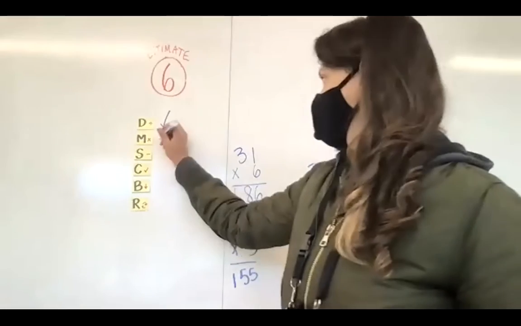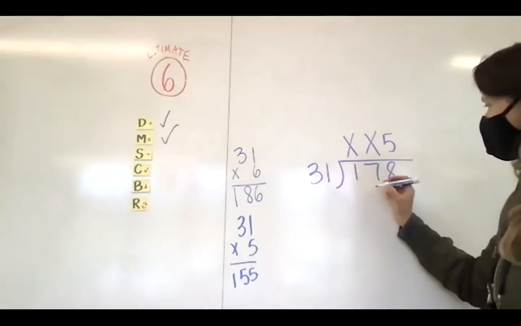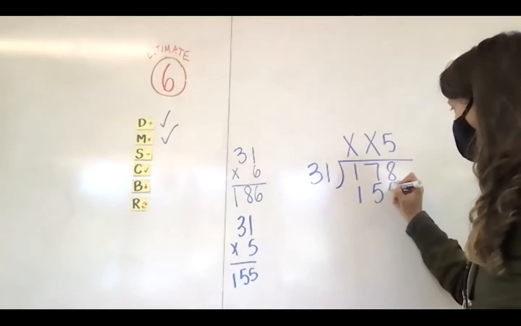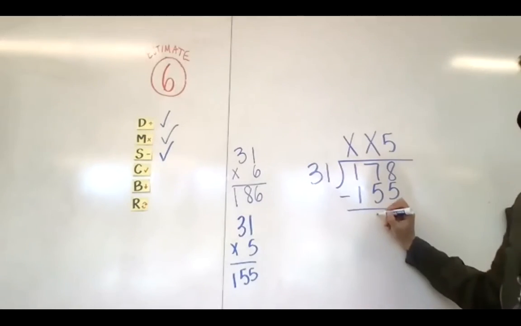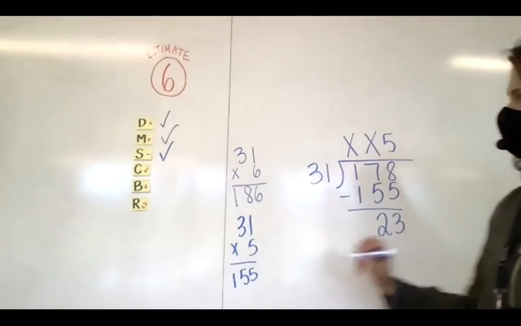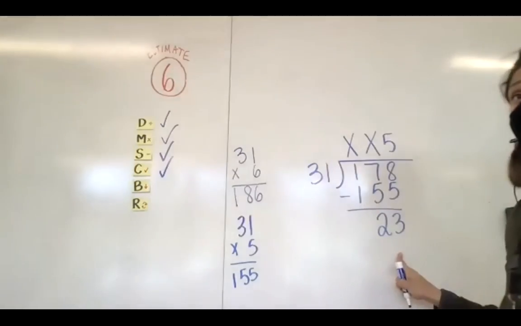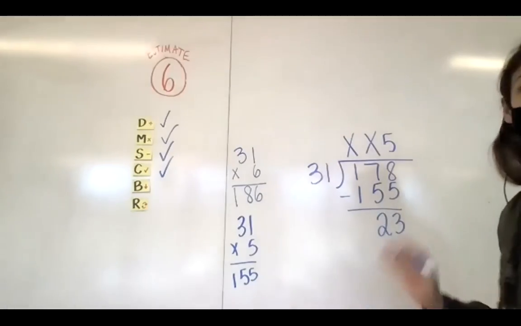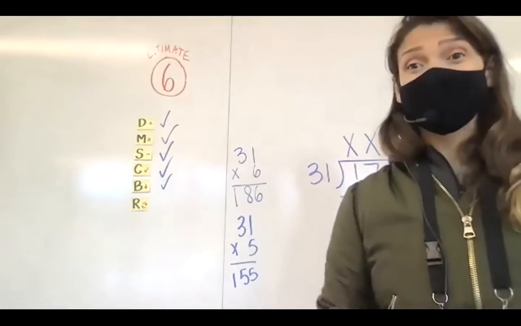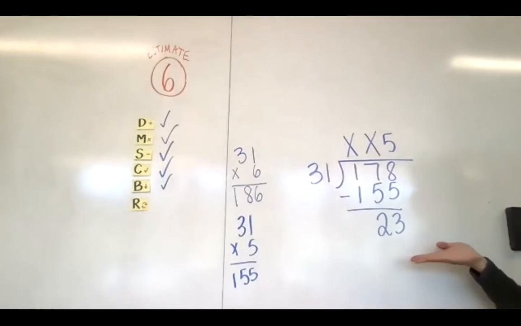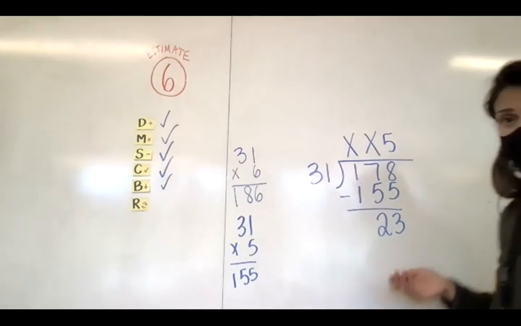Let's multiply. We just did. 31 times 5 is 155. Subtract. We get 23. Check. 23 is less than 31, so we're in the clear. Bring down. What do we have to do? I ran out of numbers. I'm not allowed to have a remainder.